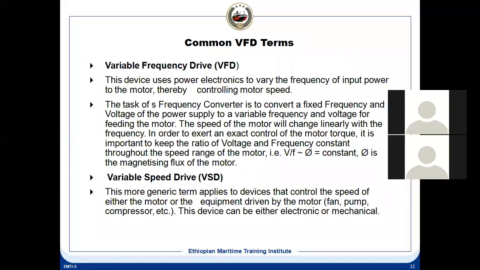So the common term in VFD is variable frequency drive. The device uses power electronics to vary the frequency of the input power to the motor, thereby controlling the motor speed. What is the basic principle of VFD? V by F speed control. It means keep the flux, which is equal to V by F, constant and vary the voltage and frequency. That is the very basic concept of VFD.